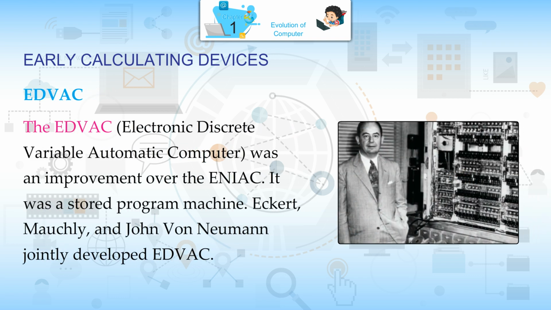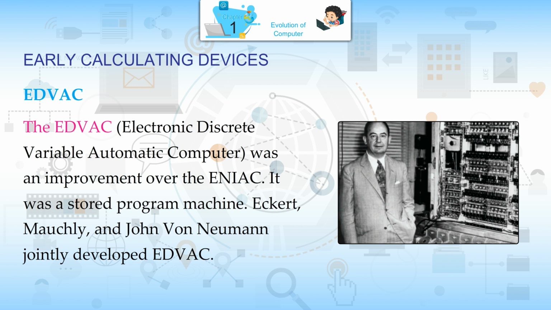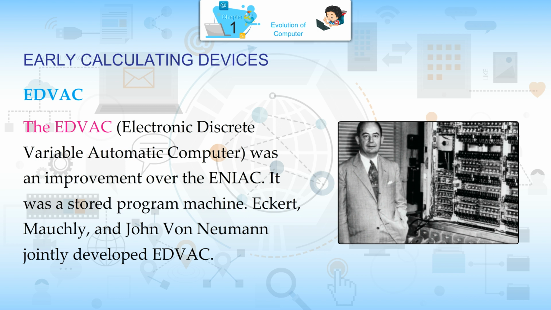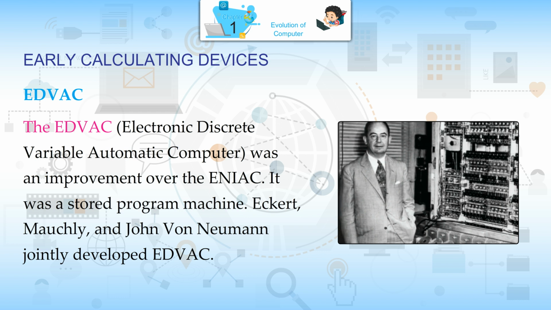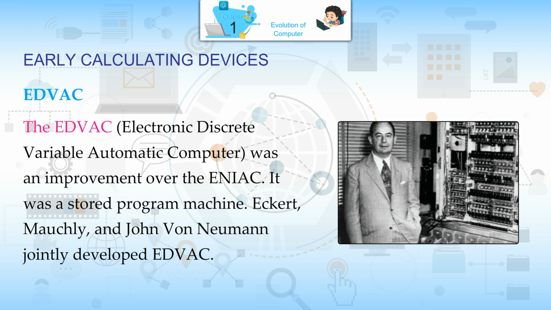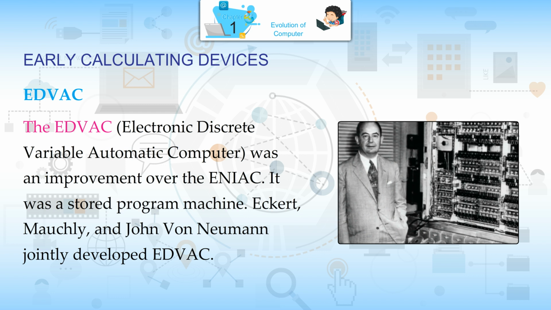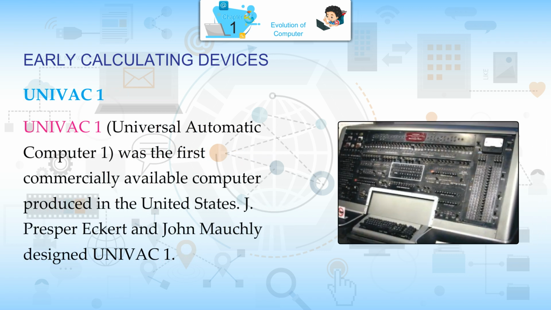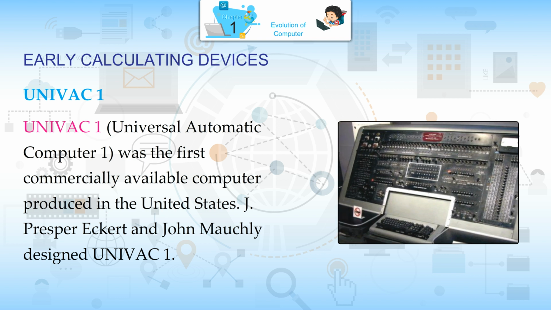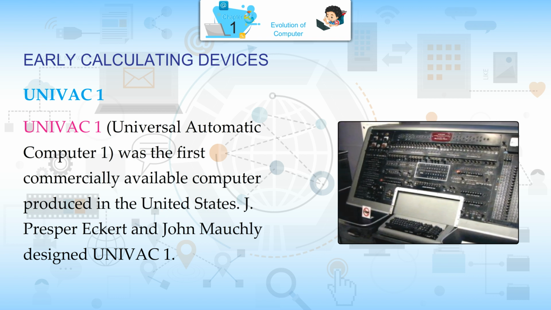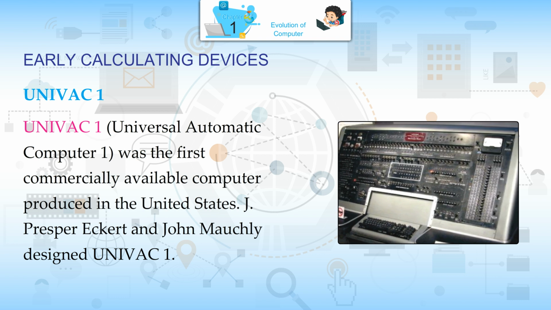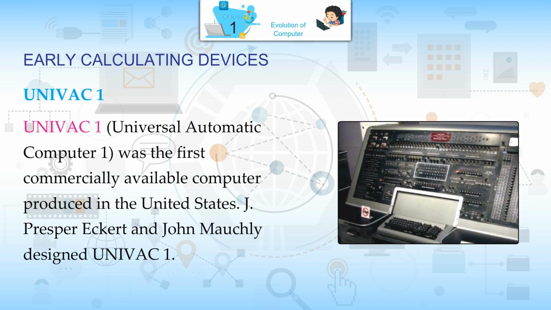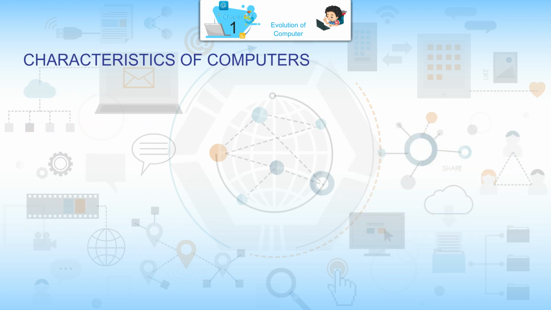EDVAC. The EDVAC, Electronic Discrete Variable Automatic Computer, was an improvement over the ENIAC. It was a stored program machine. Eckert, Mauchly and John von Neumann jointly developed EDVAC. UNIVAC I. UNIVAC I, Universal Automatic Computer I, was the first commercially available computer produced in the United States. J. Presper Eckert and John Mauchly designed UNIVAC I.